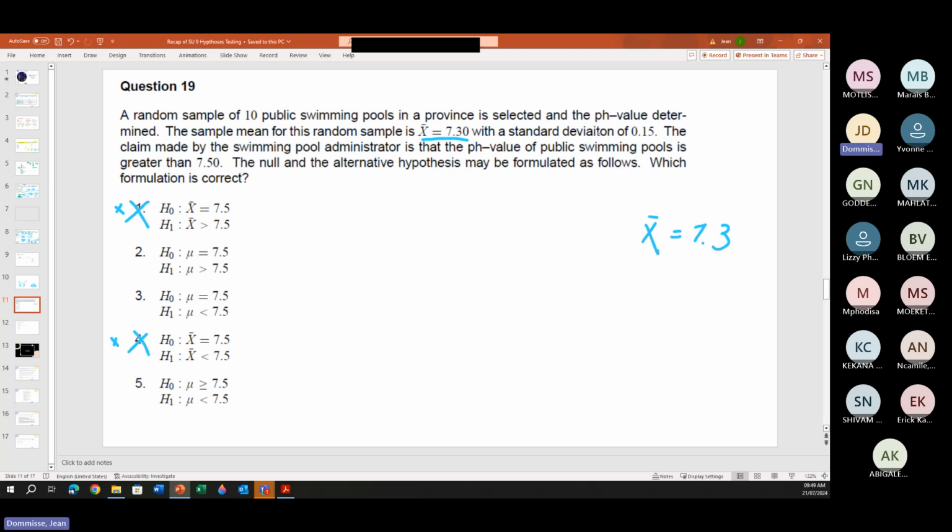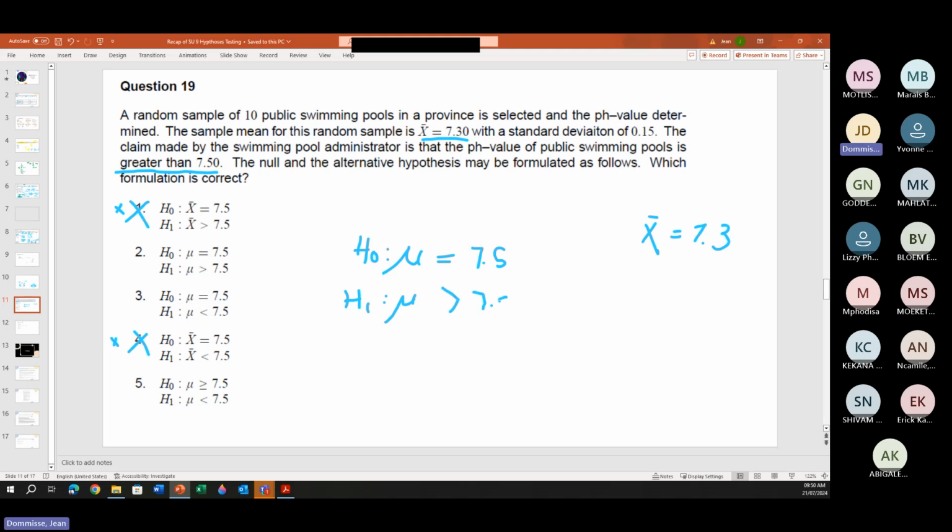And then they tell us what the standard deviation is. The claim made by the swimming pool administrator is that the pH value of the swimming pools is greater than 7.5. Okay, so that tells me my H0 is, well, I'm going to say it is 7.5, because my null hypothesis states that this is what it is. Your alternative hypothesis is the one where somebody comes and says, hang on, I don't trust your number. I believe it is greater than 7.5.